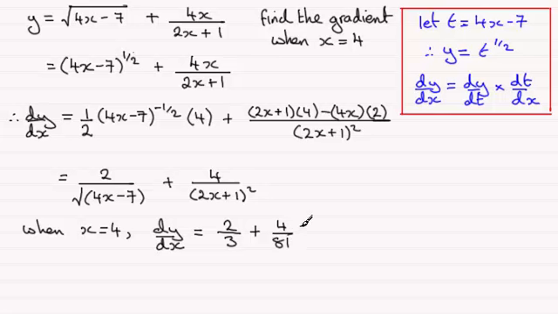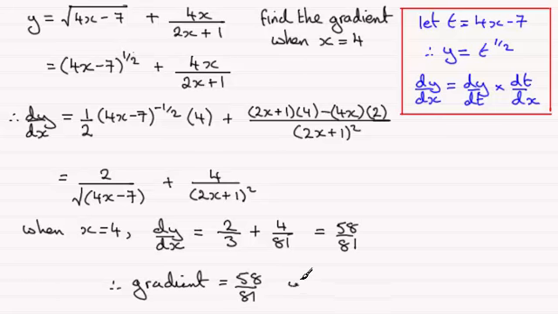And if you add these two together, I can see that if I multiply top and bottom here by 27, I'm going to get 54 81sts there. 54 81sts plus another 4 81sts is going to equal 58 81sts. They want the exact gradient. That doesn't cancel down any further. So therefore I can say then that the gradient equals 58 over 81 when x equals 4. Okay, so hopefully you're okay with that.